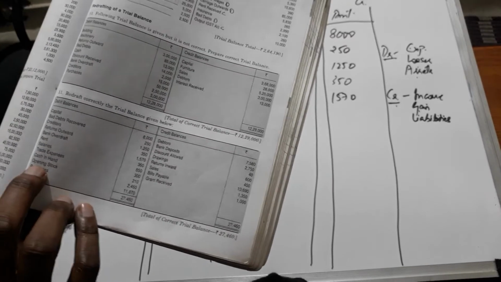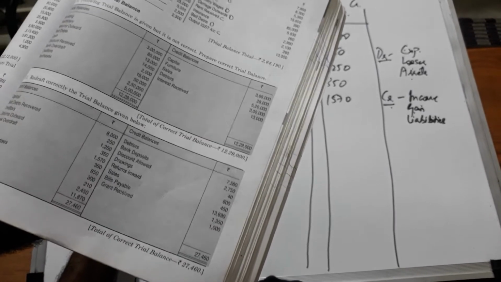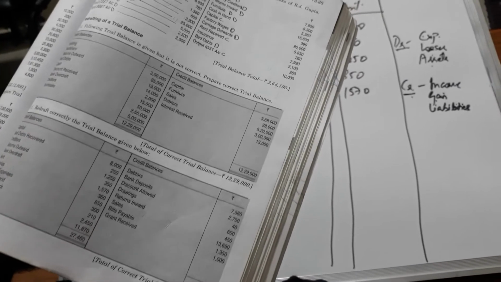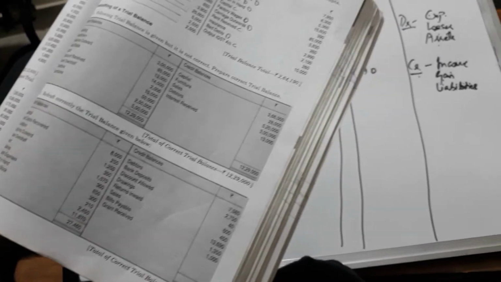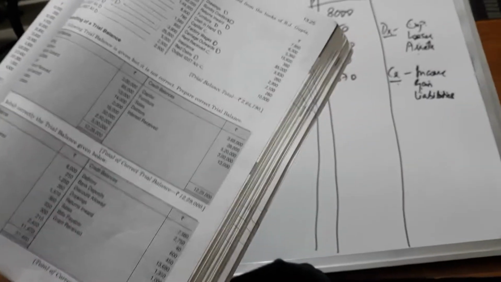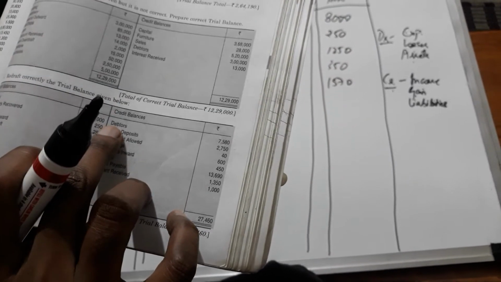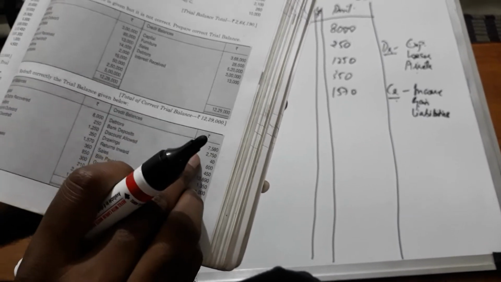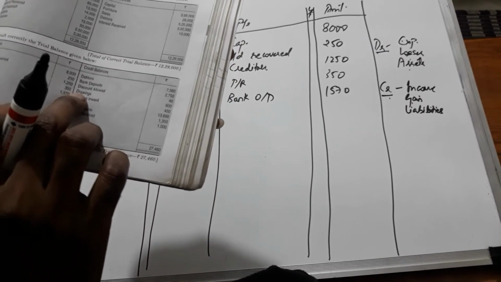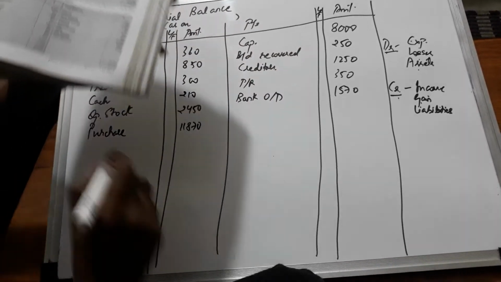Next items are opening stock and purchases. Both are expenditure for the business. Opening stock is treated as deemed expenditure, whereas purchases is an expenditure for the business, the amount invested in the purchasing of goods. Next one is debtors. Debtors is also an asset. Bank deposit is also an asset, and discount allowed is a loss for the business, and drawing is an expenditure for the business. All these come into the debit side of the trial balance.